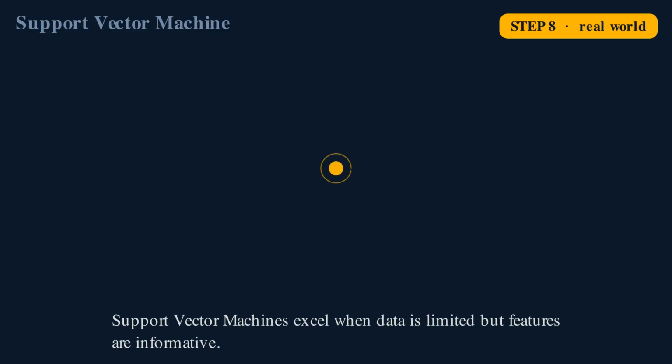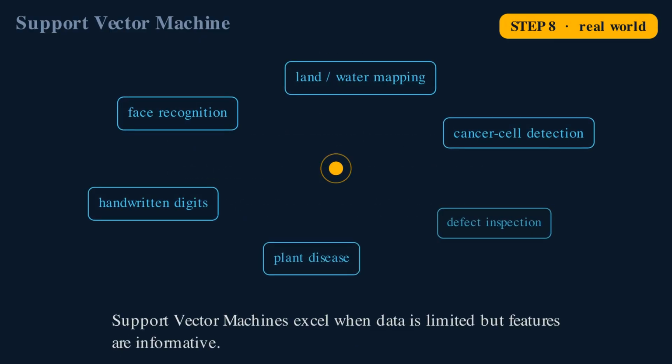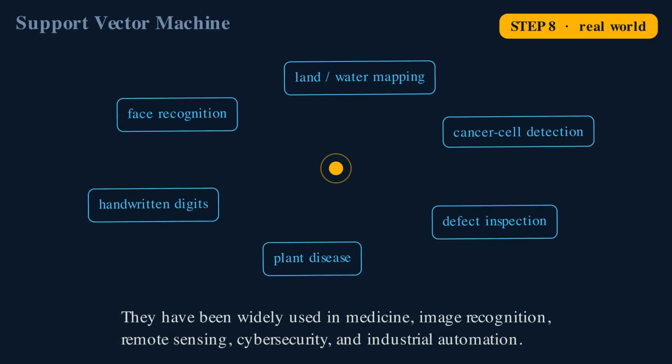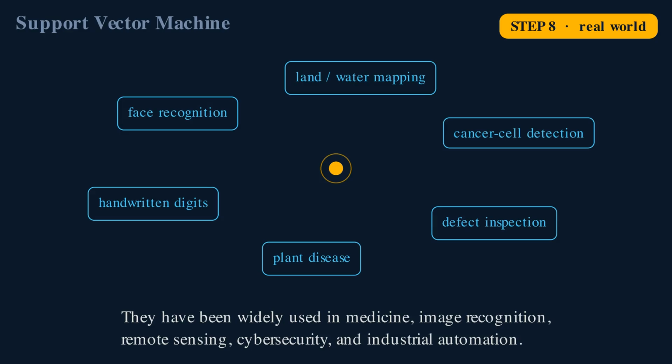Support vector machines excel when data is limited but features are informative. They have been widely used in medicine, image recognition, remote sensing, cybersecurity, and industrial automation.